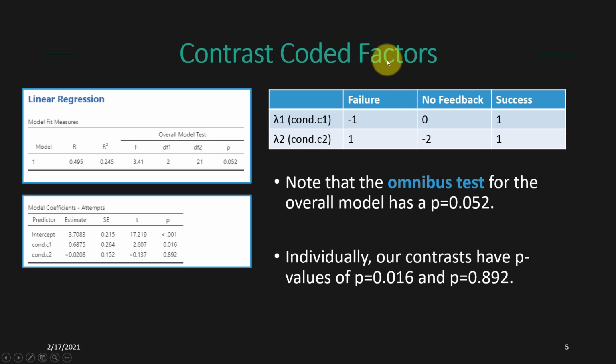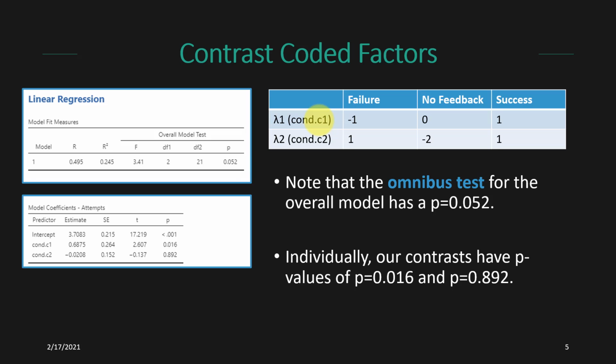So for these contrast coded factors, let's assume that these are the codes that I used and I created two new variables to look at. I'll call them con.c1 and con.c2. So this is a contrast-coded variable that tells me everyone in the failure group got a -1, everyone in the no feedback group got a 0, everyone in the success group got a +1. Con.c2, everyone in the failure group got a 1, everyone in the no feedback group got a -2, everyone in the success group got a +1. Then we'll put these two variables into our regression model. So we're predicting the number of attempts as a function of both con.c1 and con.c2.